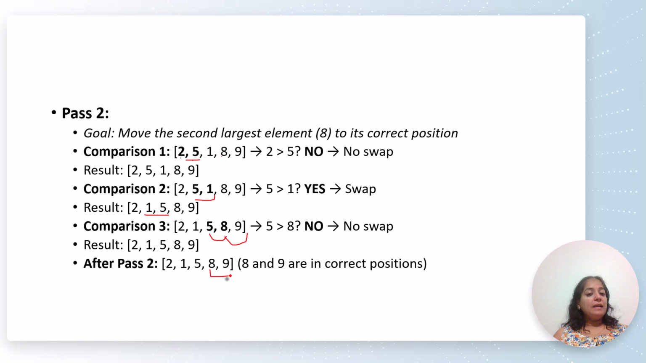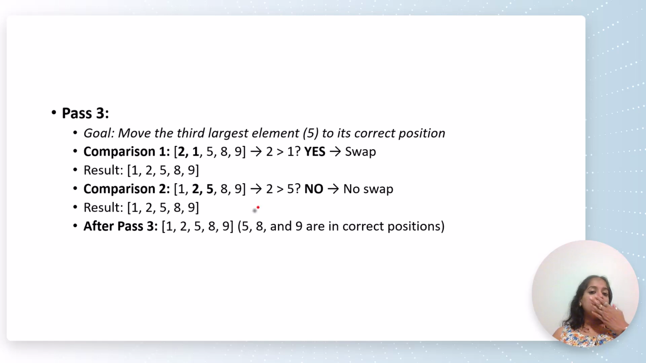So now 8 and 9 are in place after pass 2. The two largest elements are at their correct position. Then at pass third, the third largest element should be at its correct position. So again compare 2 and 1, not in correct position, swap it. Then compare 2 and 5, correct position, so no swapping will take place. And 8 and 9 are already in position, so we do not need to compare with them. So your array becomes 1 2 5 8 9.